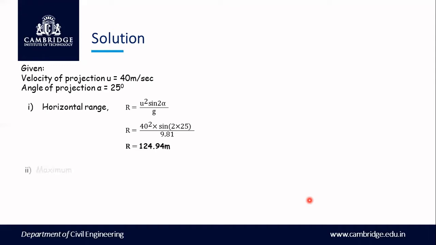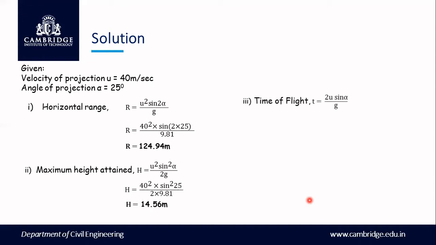After this, the second part is the maximum height attained. We know that the formula for that is H is equal to u square sine square alpha by 2g. Substitute u, alpha and g in the equation, and when you solve, you get 14.56 meter. Then the third part is the time of flight. We know the equation T is equal to 2u sine alpha by g. Substitute the values of u, alpha and g. When you solve, you get T is equal to 3.446 seconds. So these three things they have asked and we arrived at the answers.